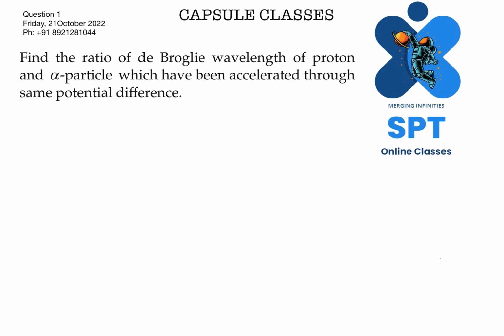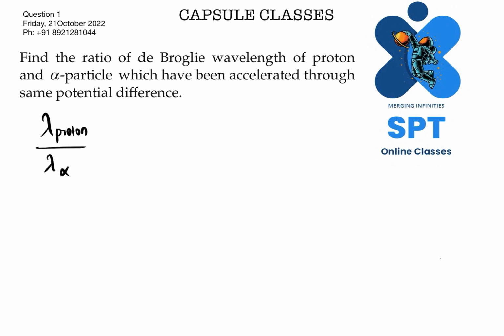Today we are going to do a numerical question based on dual nature of radiation and matter. The question is to find the ratio of the de Broglie wavelength of proton and alpha particle which have been accelerated through same potential difference. So basically we need to calculate the ratio of wavelength of proton to wavelength of alpha particle, and they both are accelerated under the same potential difference. That is something we need to note.